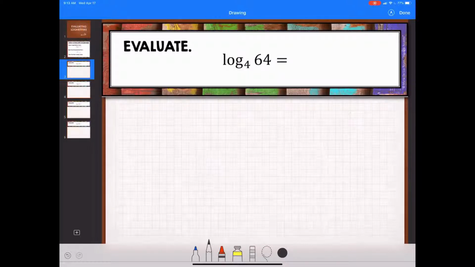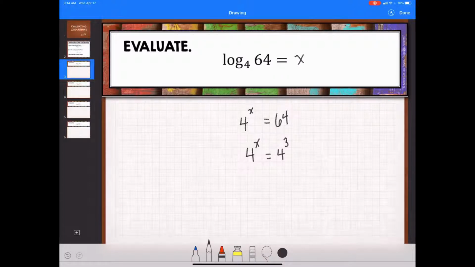Let's start by writing this logarithmic form in exponential form. We're looking for the value of x. In exponential form, the base is 4, the exponent is x, and that equals the value of 64. So in order to figure out the value of x, we want to rewrite 64 out of base 4. 4 to the third power is the same thing as 64.